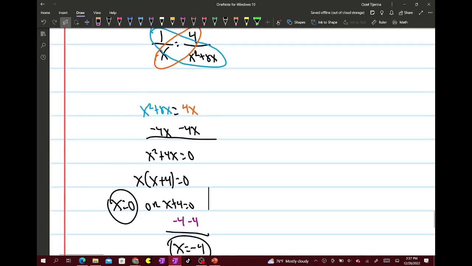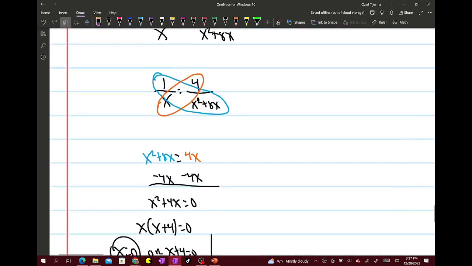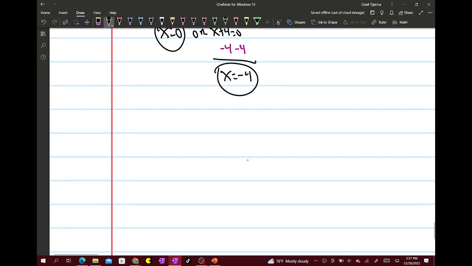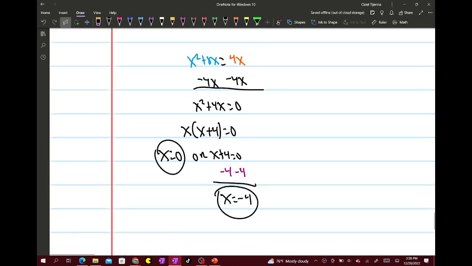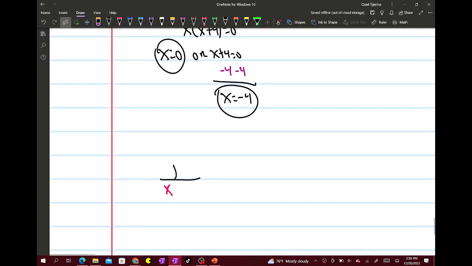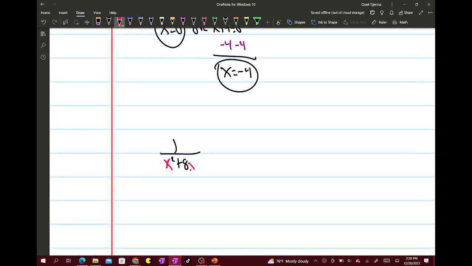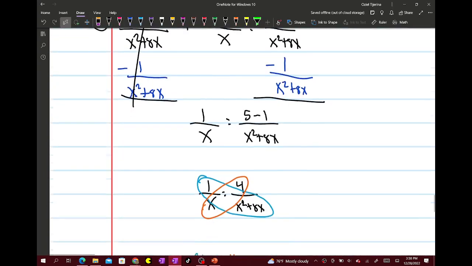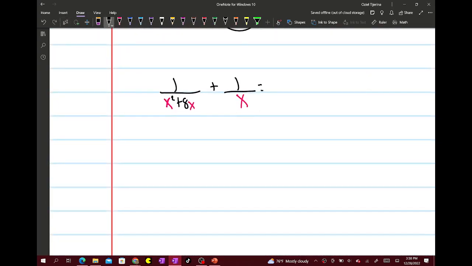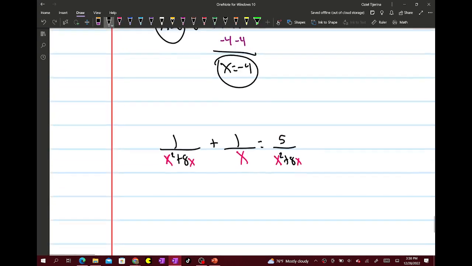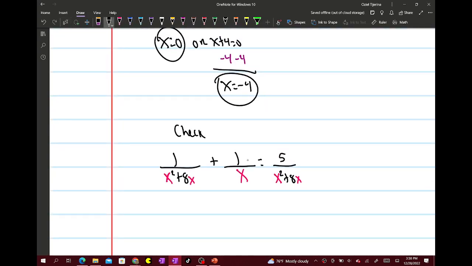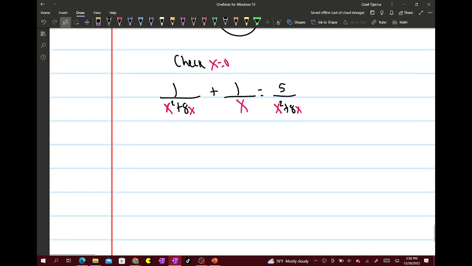Now again, you want to check your solutions. So let me go ahead and actually do this one on camera. When we check x equals 0, I'm going to do 1 over x squared plus 8x, and then plus 1 over x is 5 over x squared plus 8x. And again, we're going to check x equals 0. What happens when I do that?